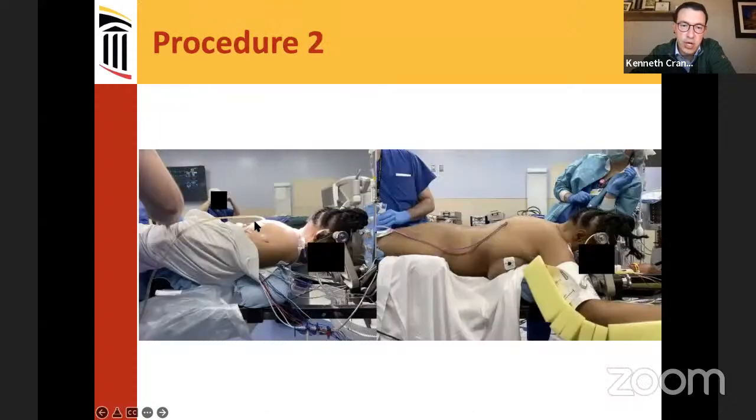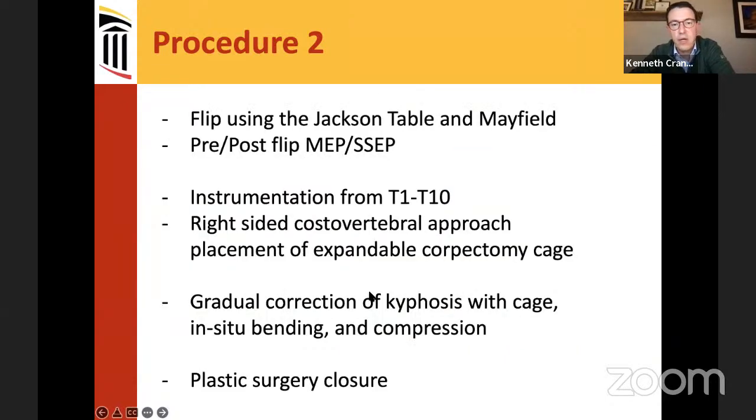So this is just showing what she looked like at the end of stage 1 and the beginning of stage 2, where I think we did get some extra movement just by leaving her supine and letting gravity do its work over the weekend. Obviously, we were monitoring her neurologic exam throughout that course. So again, we flipped her back over using the Jackson table and Mayfield.